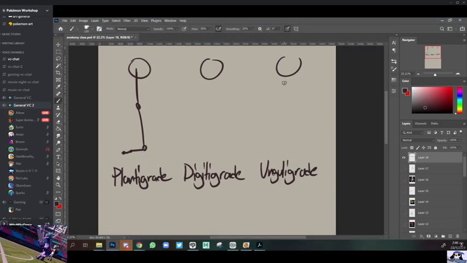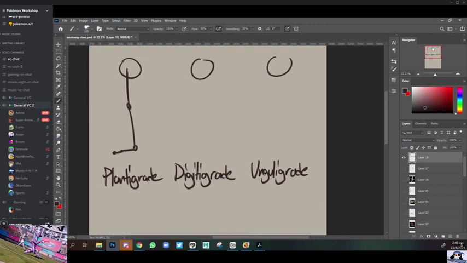Wait, but by the way, I'm talking about the hind legs. The way I'm going to draw it is basically the hind legs. But for the front legs, it's more or less the same also. So next, unguligrades.